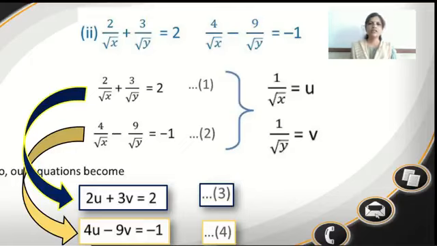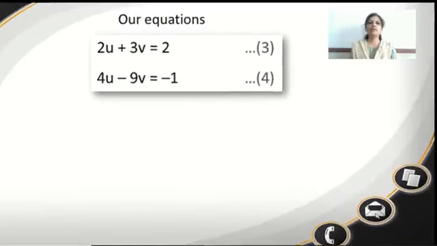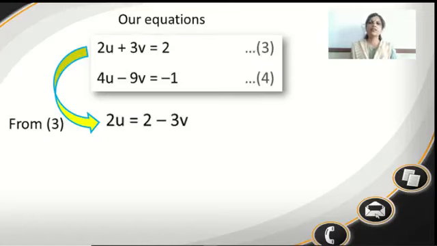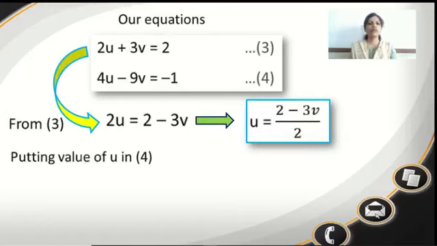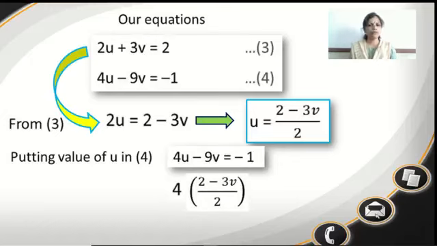Alright, now solving these two equations is easy for us. These are the two equations which we have made. Now how to solve it? From equation 3, we will write 2u is equal to 2 minus 3v. So that will give us the value of u as 2 minus 3v upon 2. So this value we will put in equation 4, and our equation 4 is 4u minus 9v is equal to minus 1. So 4 in the bracket, we will substitute the value of u, which is 2 minus 3v upon 2, minus 9v is equal to minus 1.